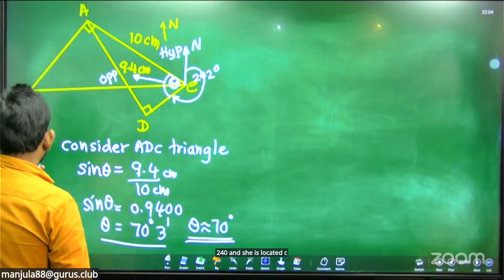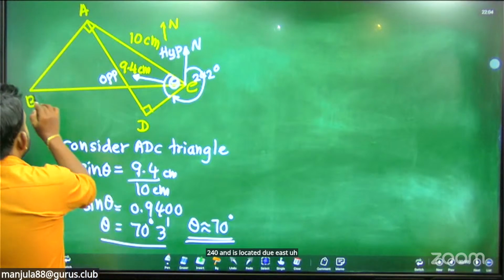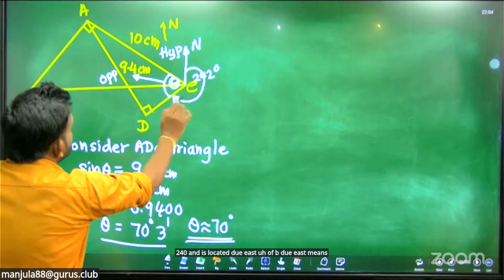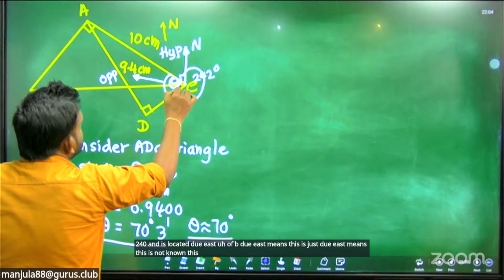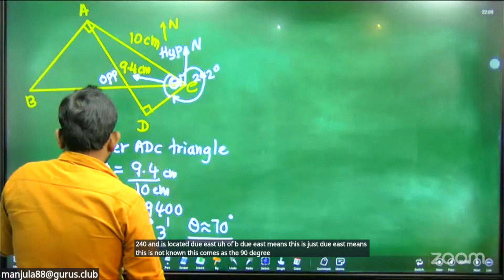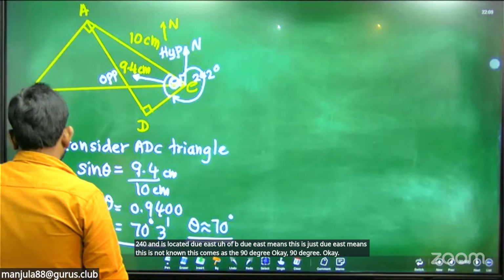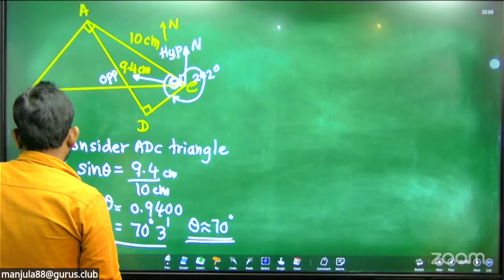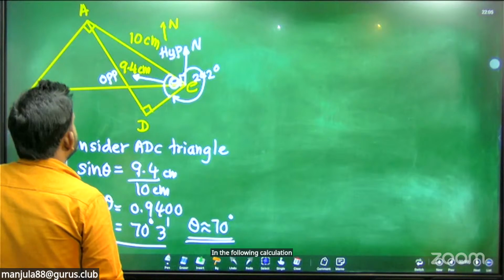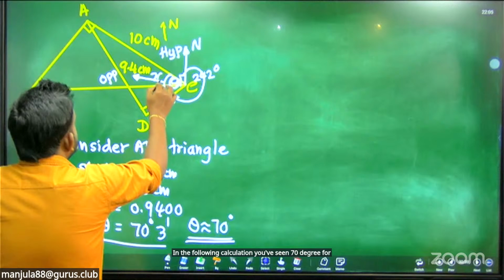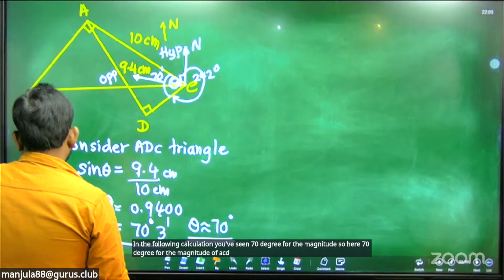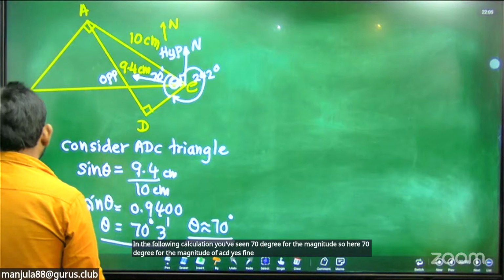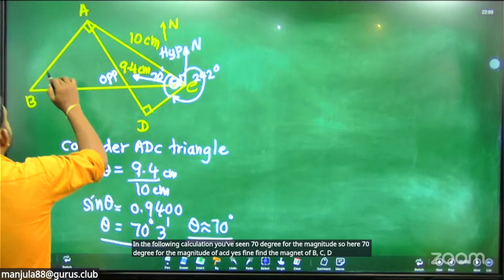C is located due east of B. Due east means, this is north, no, this comes as the 90 degree. Okay, 90 degree, due east. In the following calculation, using 70 degree for the magnitude of ACD. Yes, fine. Find the magnitude of BCD and ACB.